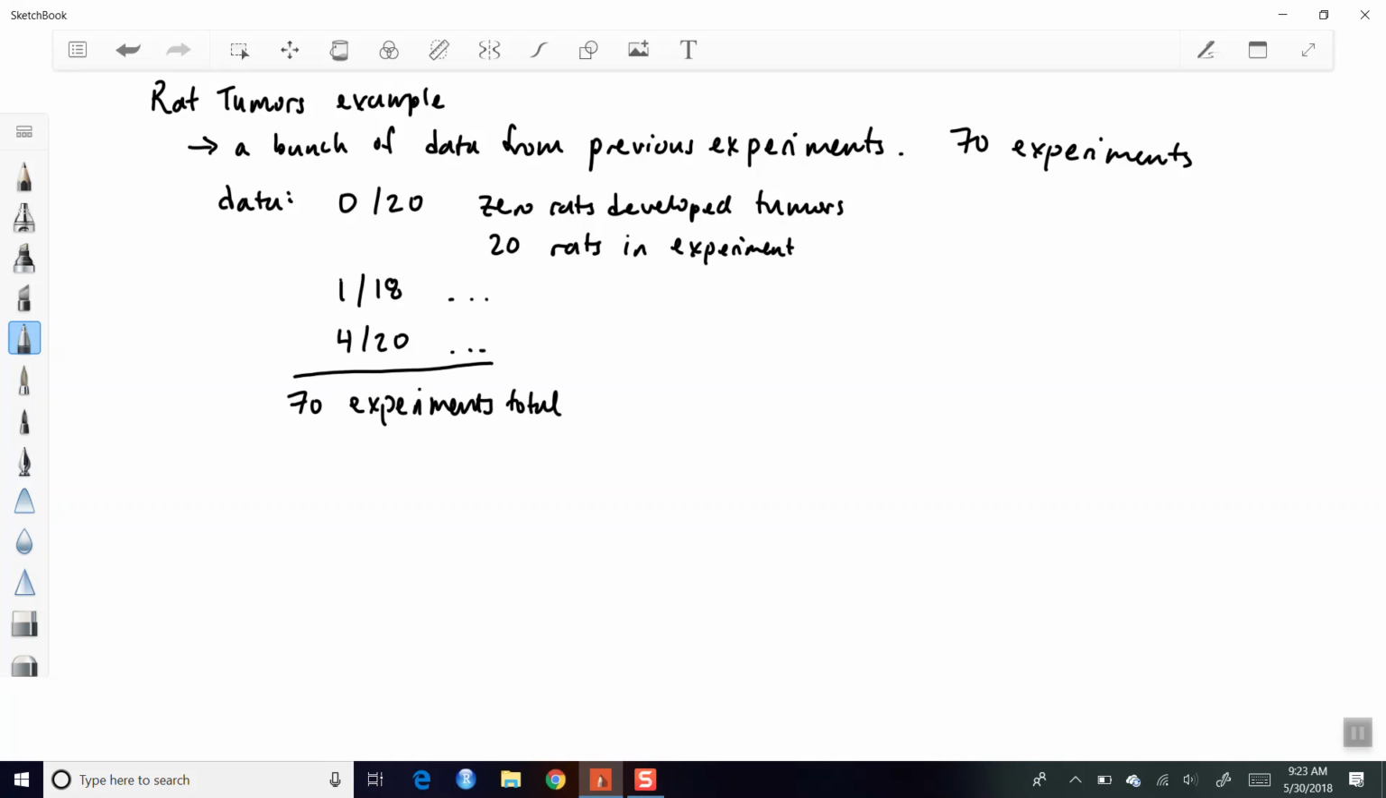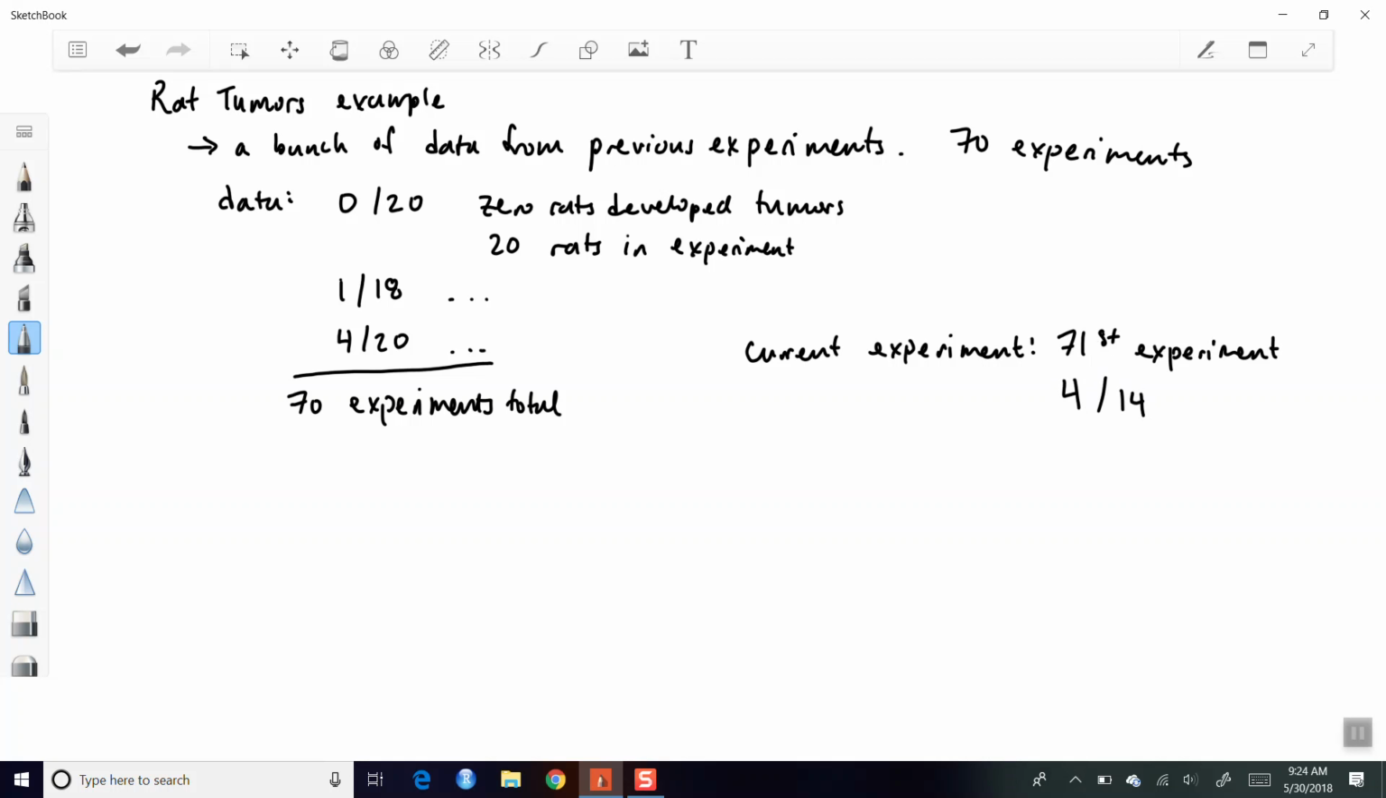And then we have a current experiment that has some other data, okay? And so our current experiment, the 71st experiment, we have 4 out of 14 rats develop tumors.